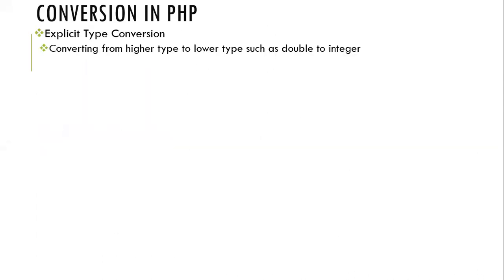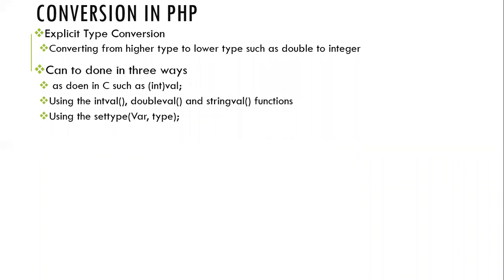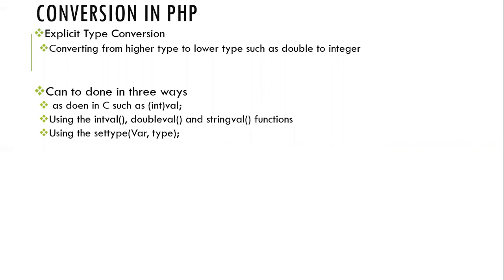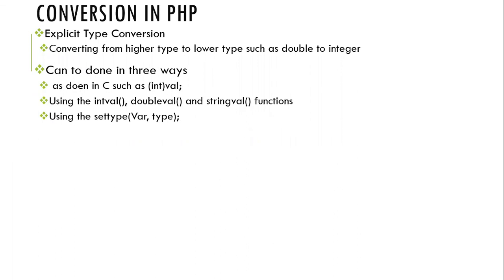Now explicit type conversion: explicit is nothing but what the programmer does. It's not done by the compiler or the interpreter. Now, why should we go for explicit? Because converting from a higher type to a lower type will always be explicit only. Example, double to integer. Integer to double is implicit only. Double to integer is explicit, and it can be done in three ways.